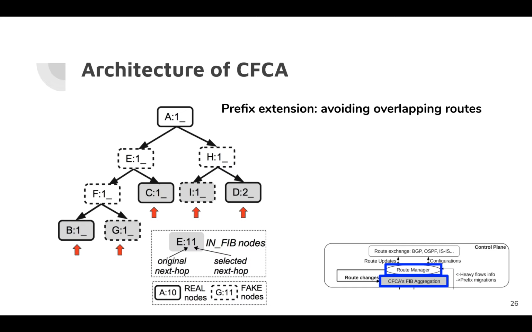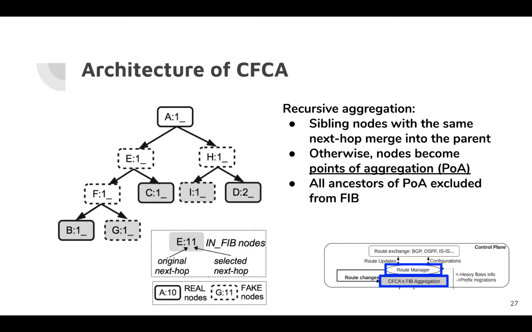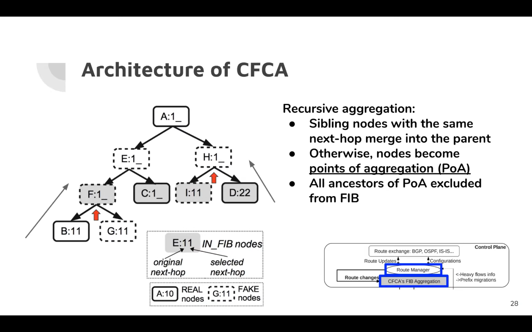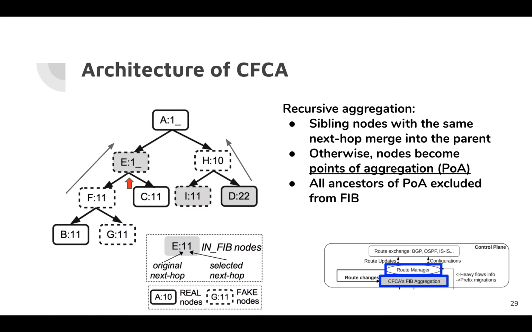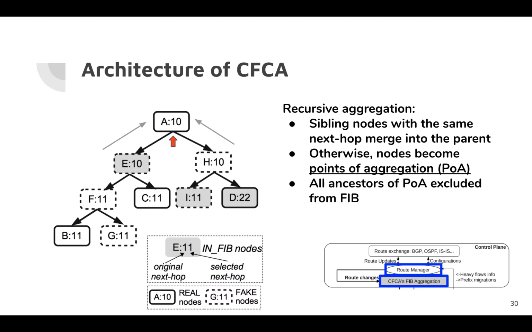Now CFCA performs the initial FIB aggregation. The siblings with the same next hop recursively merge into their parents. If siblings have different next hops, they become so-called points of aggregation. Their ancestors will not be placed into the forwarding information base. As you can note, only one prefix per branch is installed into the FIB. Those are the gray nodes.